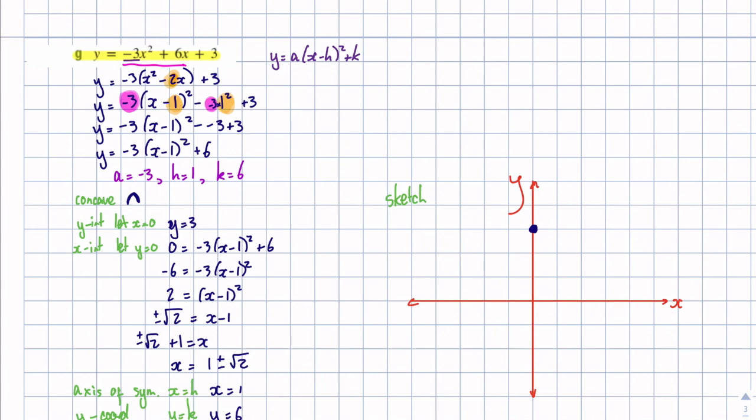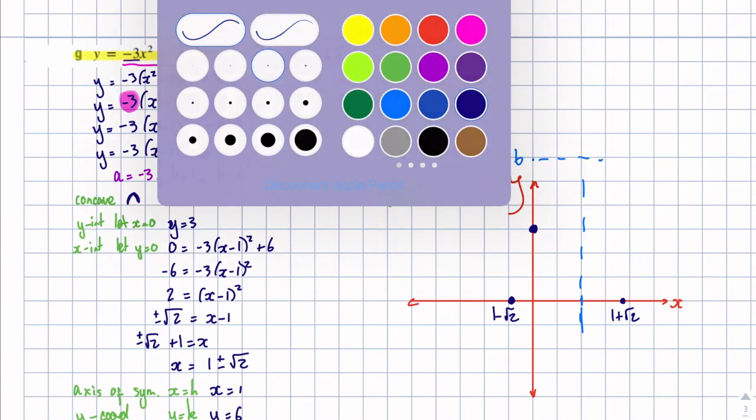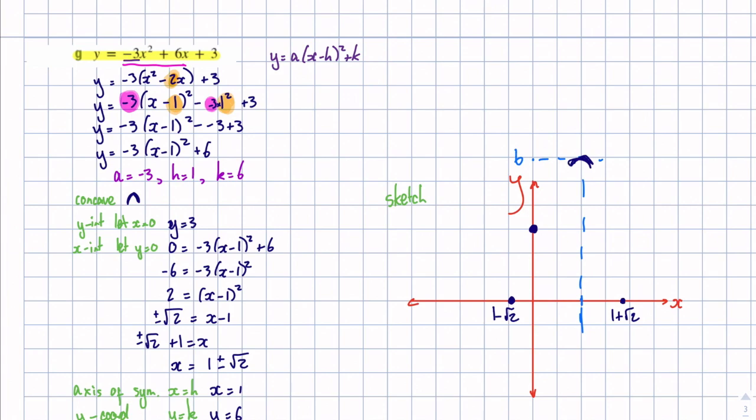So 1 minus root 2, I may as well just do here. 1 plus root 2, I may as well, if I make that 1, do here. The axis of symmetry, I know if I make this one 1, and the y-coordinate of it is 6, so I know it's going to turn around here and it's sad, so it's going to go that way, so it's going to be like that, but you know, drawn better.